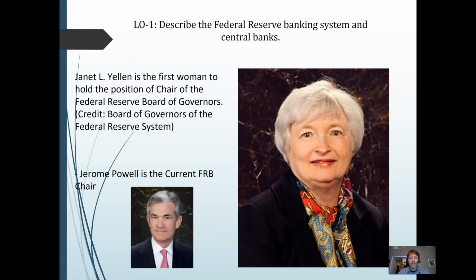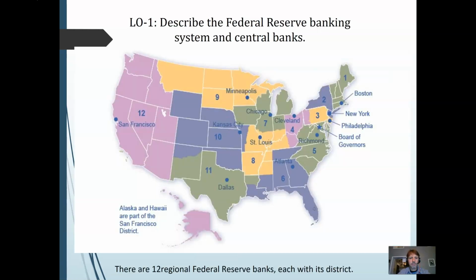So today, if you were to look and see who the chair of the Federal Reserve is, it would be Jerome Powell. You may often hear him referred to as Jay Powell, this gentleman down here. But just before him, Janet Yellen, one of the first women to hold the position as chair, and that's a picture of her. The Federal Reserve actually has 12 regions, Federal Reserve banks, each of which has a head. You can see the way that those 12 regions are broken out here.